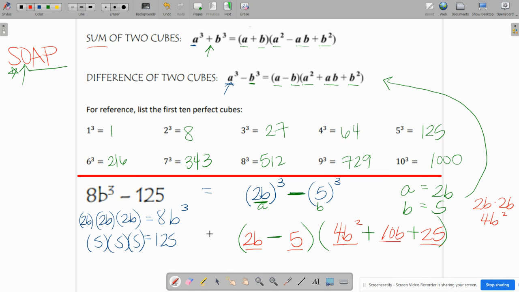Now, the nice thing about this is, assuming that there was no GCF that you had to factor out first, this should be your final answer, because the trinomial is never going to factor any further. So this is where you would be able to stop.